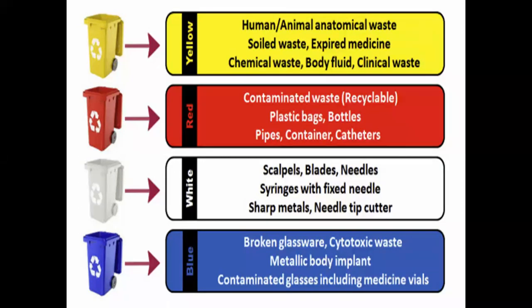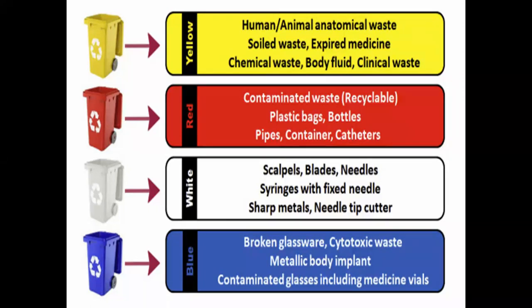yellow bins. Okay, so the yellow bin is meant for human and anatomical waste, expired medicine, soiled waste. Soiled means contaminated. Your chemical waste, your body fluid, will go to the yellow bin. Coming to the red bin, the red bin is for recyclables, especially your paper and your plastic. All your plastic bags, your IV saline bottles, your catheter pipes, containers, they will all go to the red bin.